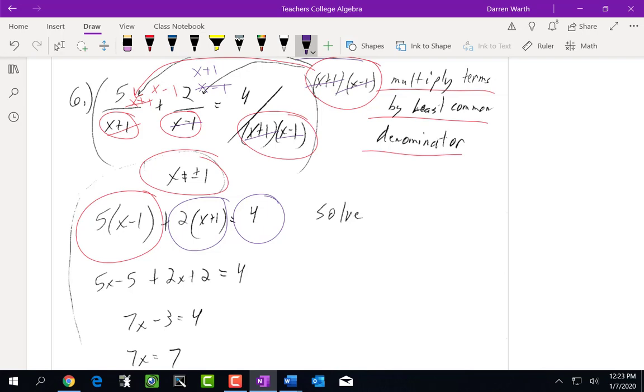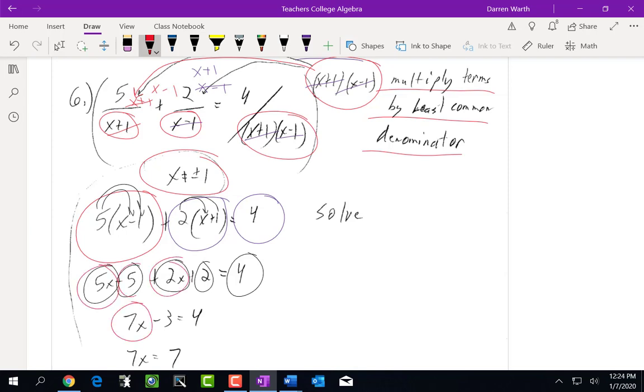Now I'm left with an algebraic equation that I can solve. I'm going to distribute my 5 through. So 5 times x gives me 5x. Negative 1 times 5 gives me negative 5. 2 times x gives me 2x. 2 times 1 is going to be 2. And I still have my 4 right here. Combining like terms, I've got my 5x and my 2x, and combined those give me 6x. A negative 5 and a positive 2 give me a negative 3. And I'm left with my 4.